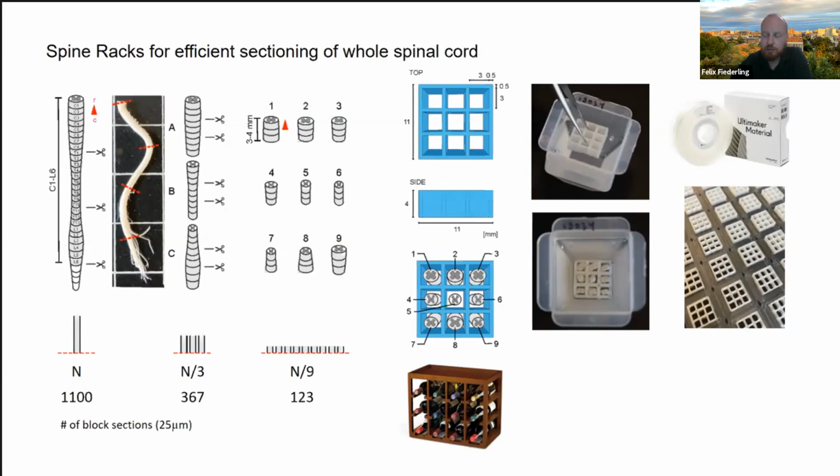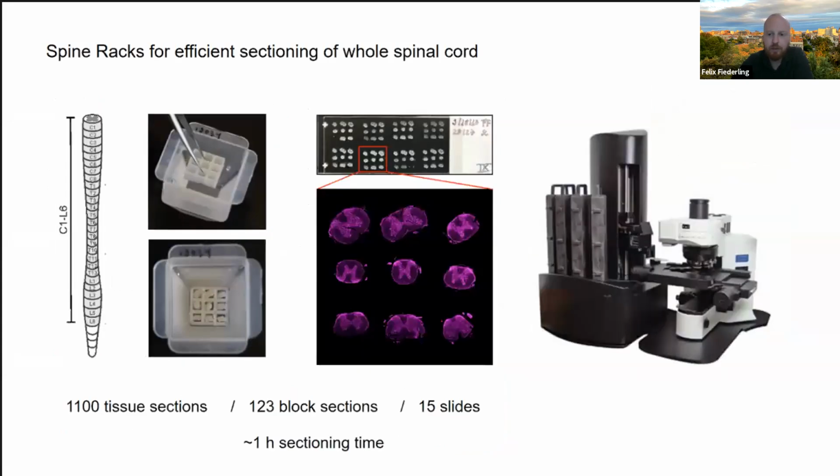PVA is actually a component of OCT, and after sectioning, any remains can simply be washed away by washing in PBS. This material is commercially available as filament for many 3D printers, and so it's very easy and cheap to produce spine racks in large quantities and also in different geometries for other applications. So using these spine racks, we can collect all sections of the spinal cord within only 1 hour of sectioning time and on only 15 slides, which means a massive improvement in time for both sectioning and also subsequent immunohistochemistry compared to traditional approaches.